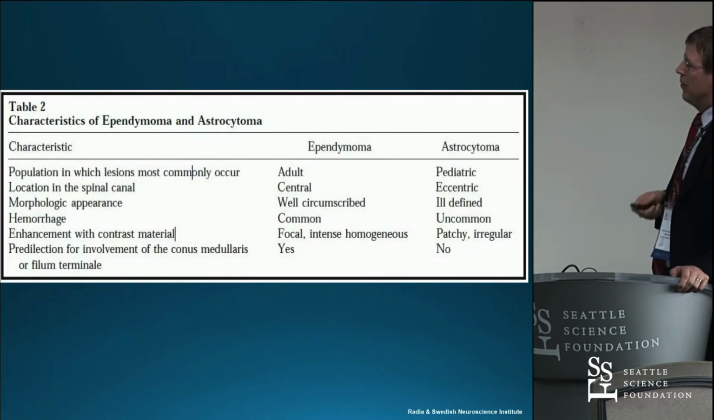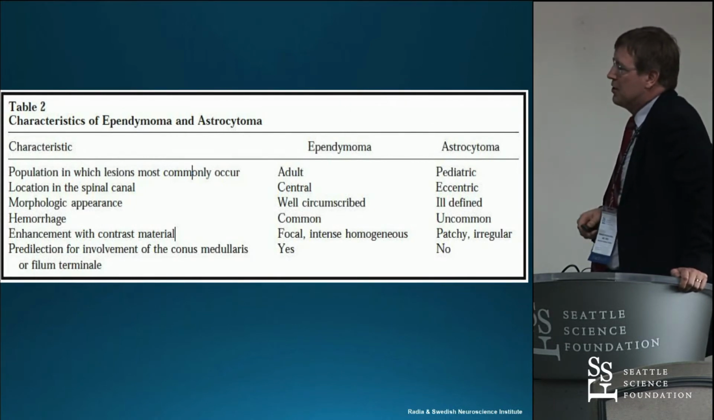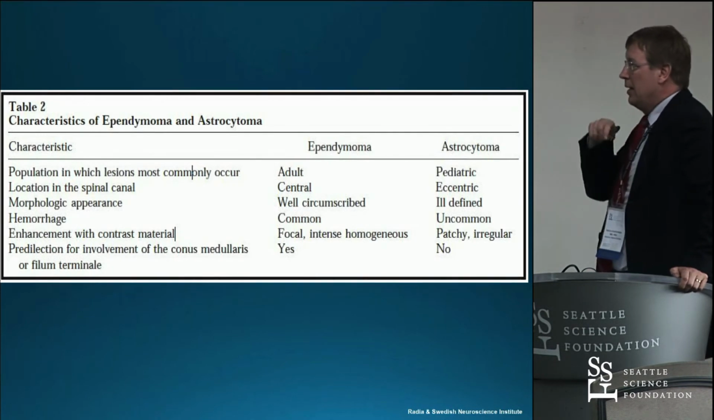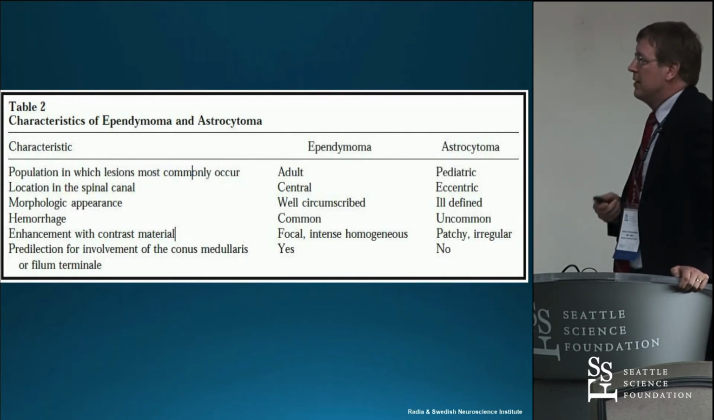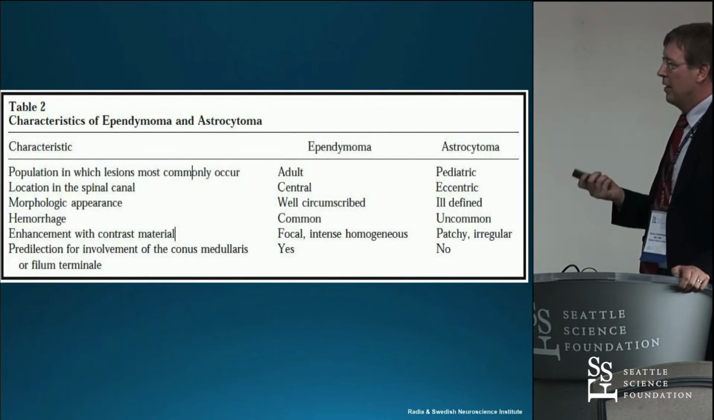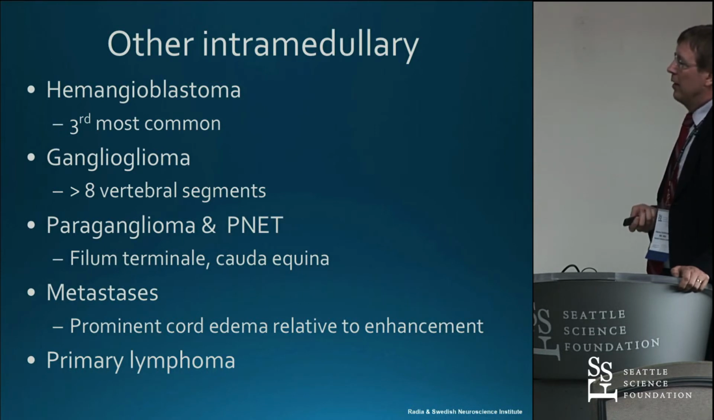And since ependymoma and astrocytoma are the most common, here's a table that shows you some of the differences to help us identify or suggest which one we favor. There was the age, as I discussed, but also where they are in the cord. Ependymoma is more central, tends to be more well circumscribed, more commonly has hemorrhage, and more focal, intense enhancement. And it also involves the conus more commonly. Other intramedullary tumors are less common, hemangioblastoma being the third most common.